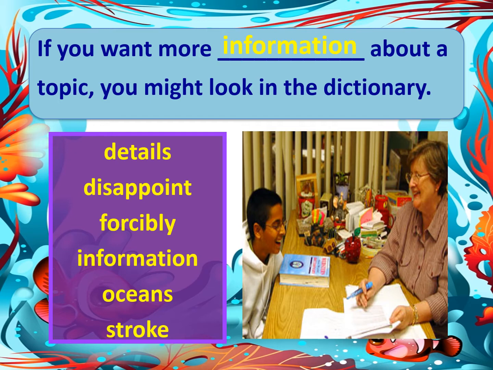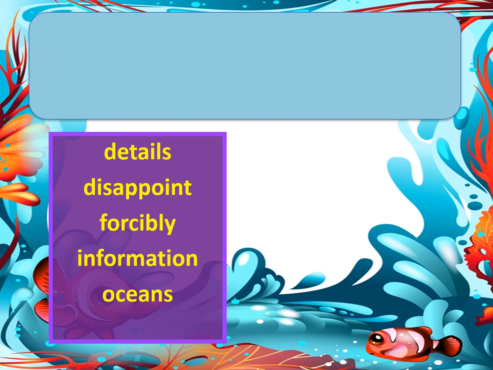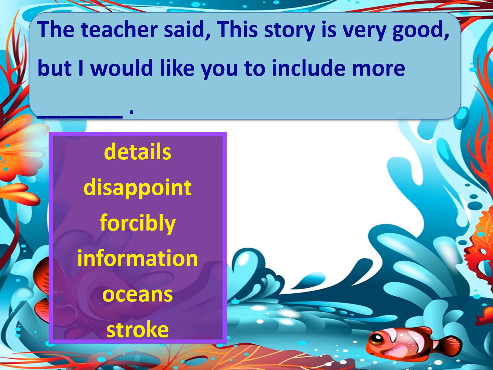Now, if you want more information about a topic, you might look in the dictionary or encyclopedias. Or you can also research some of the information or additional information using internet. Next is the teacher said, "This story is very good, but I would like you to include more blank." Details, disappoint, forcibly, information, oceans, stroke.